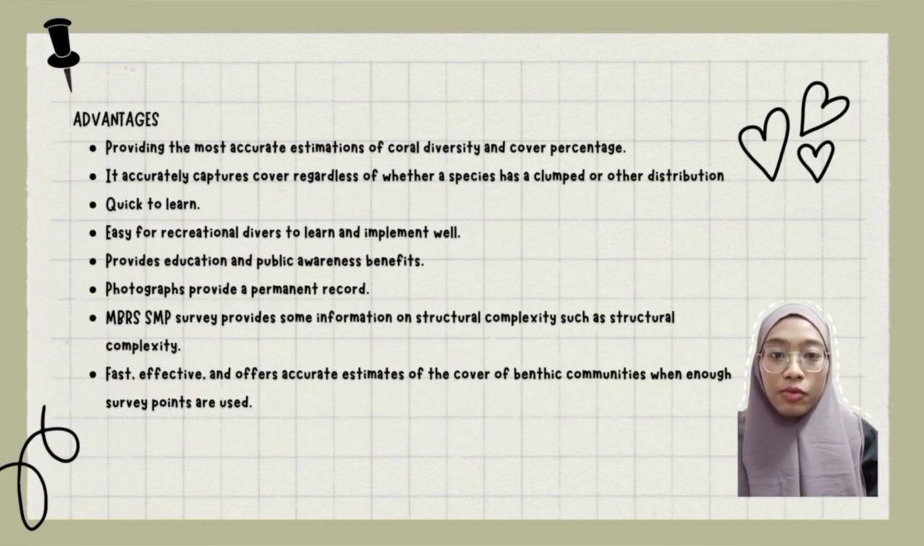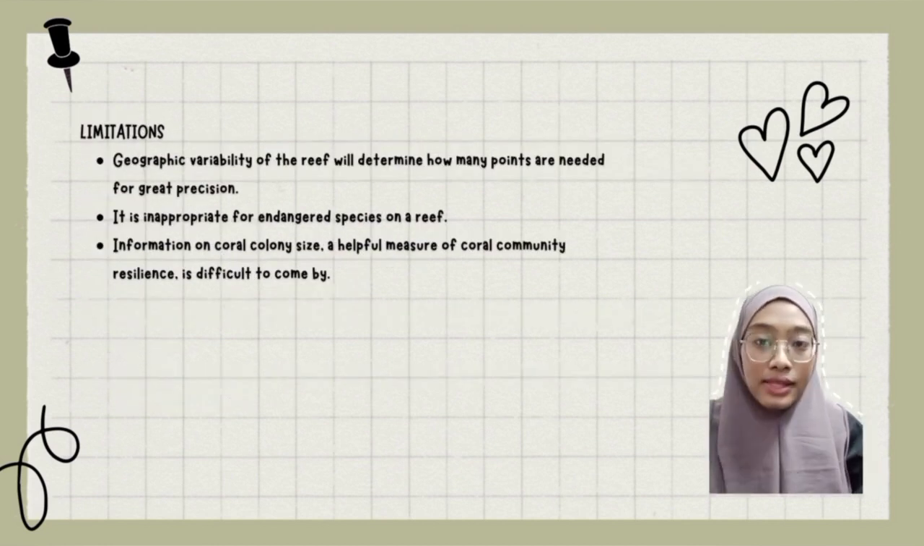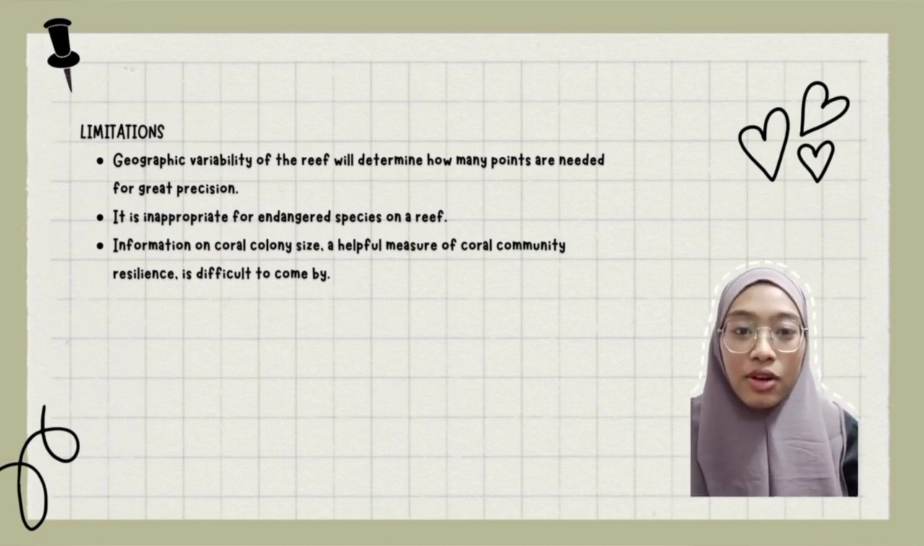Advantages of PIT: provide the most accurate estimation of coral diversity and cover percentage. It accurately captures cover regardless of whether a species has a clump or other distribution. It is quick to learn, fast, and effective. Lastly, the limitation of PIT. It is inappropriate for endangered species on the reef. Information on coral colony size, a helpful measure of coral community resilience, is difficult to come by.